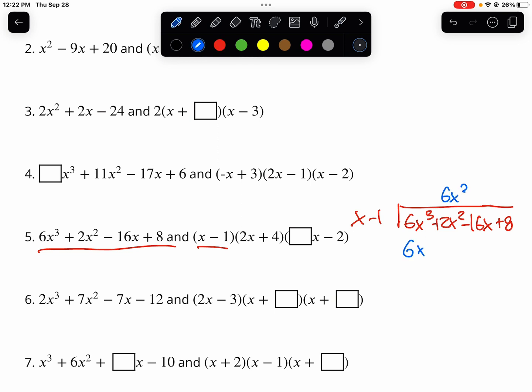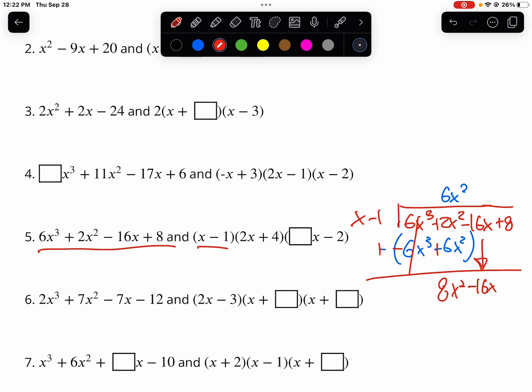So I get 6x cubed minus 6x squared, and I have to change both of these signs. I have to go ahead and change them. So all of them are going to change signs, positive, negative, positive. These cancel, and I'm left with 8x squared minus 16x.